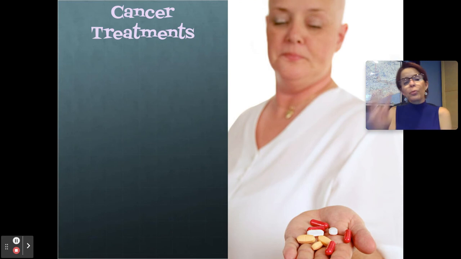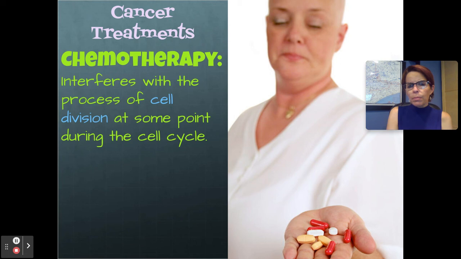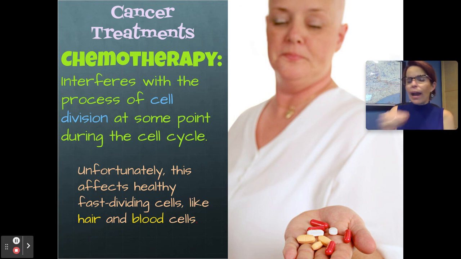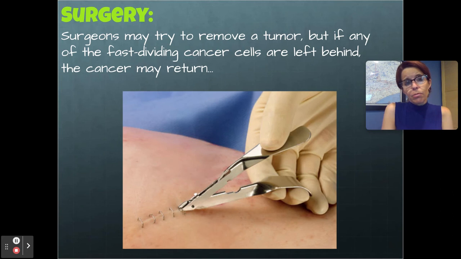So there are 3 main treatments, and then now we're coming up with some new treatments. So chemotherapy is the treatment most people are familiar with. It interferes with the process of cell division. These are rapidly dividing cells, so chemotherapy stops cell division. Unfortunately, this affects any other cells that are fast dividing, and that would include hair cells. That's why we lose our hair when we go through chemotherapy, because our cells are dividing fast there, and blood cells. And so people often become anemic when they're going through chemotherapy because it's attacking cells that divide quickly.